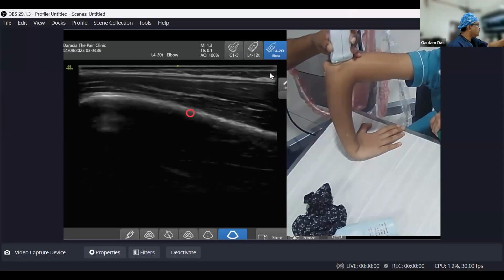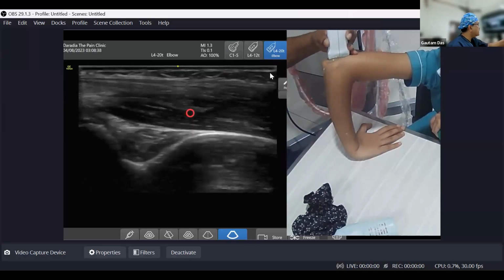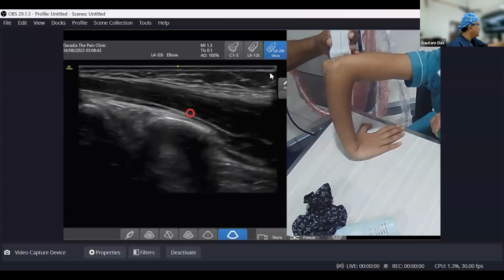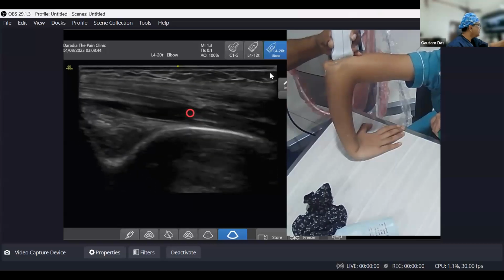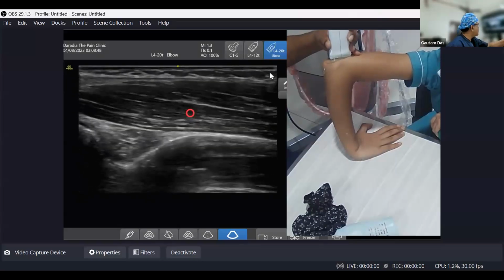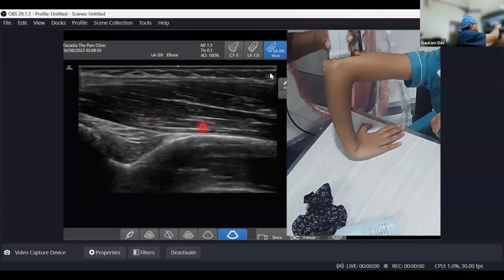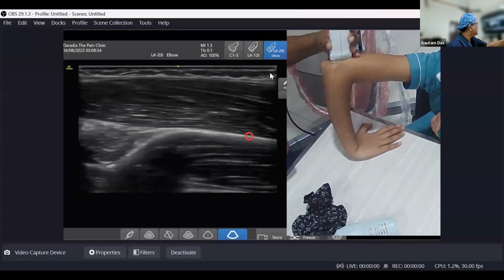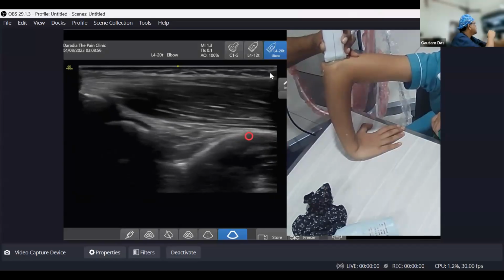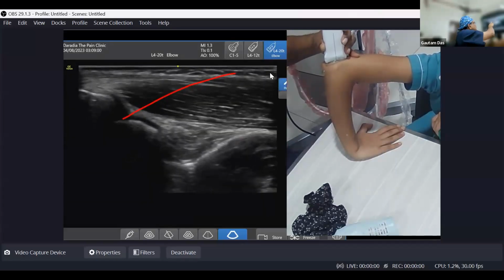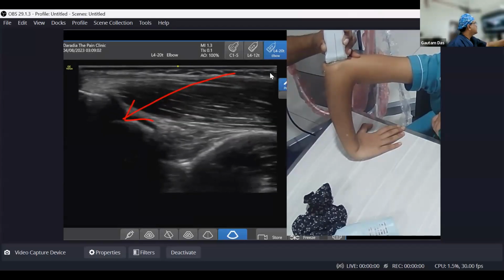And if you are going more medially, this is your medial head, sorry, this is your long head. This is the medial side. This is the lateral side. So this is your lateral head, and the deep one, the one below, is the medial head. Medial head is deep, lateral is lateral, long head is medial. And if you wish to go for the injection, in this direction you should come and give the injection here into the gap.